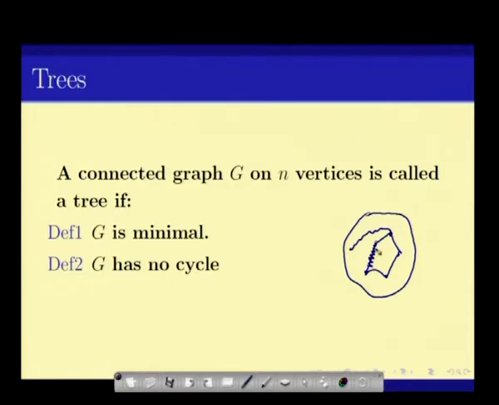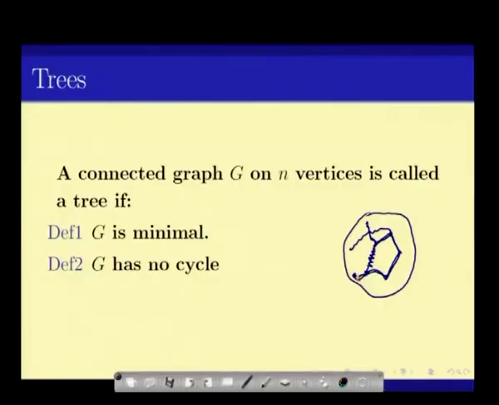Of course, if there exists a path that uses this edge, say a path from here to here that earlier was using this edge to go from this point to this point, it can now go along the rest of the cycle and come here. So, if it is minimal, then it cannot have a cycle, because if it has a cycle, I can remove any edge from that cycle and still ensure that the graph is connected. So, minimality and no cycles are the same.